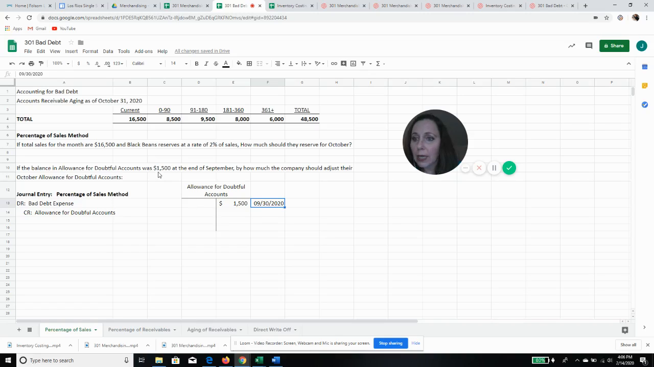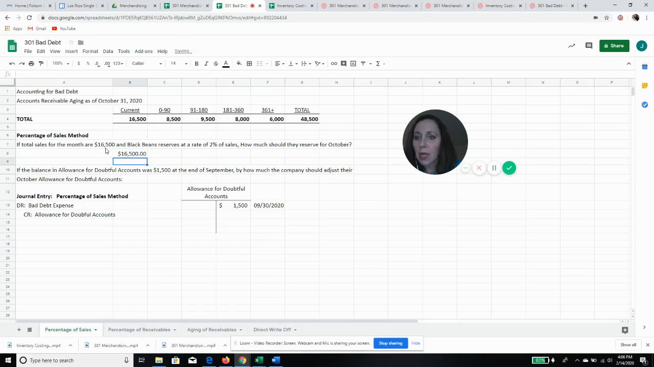So in October, which is what we're looking at, our total sales were $16,500, and we reserve at a rate of 2% or 0.02. Okay, and so when we multiply them, we get a total bad debt expense of $330.